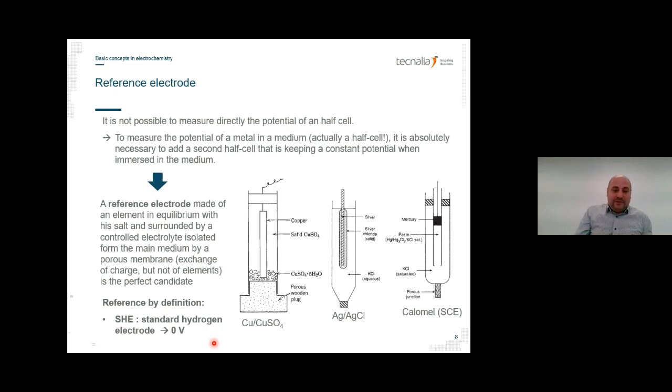As I mentioned before, we choose by definition the hydrogen electrode as the zero volt electrode. So the scale of the potential is defined by the standard hydrogen electrode, that is often shortened as SHE.